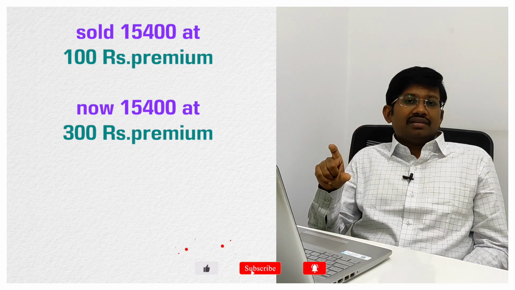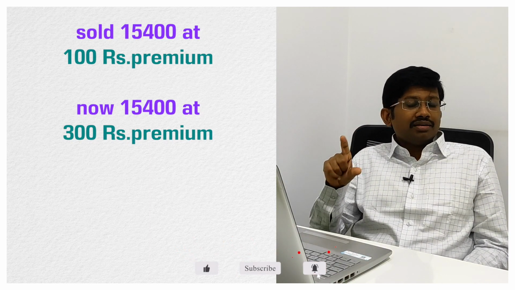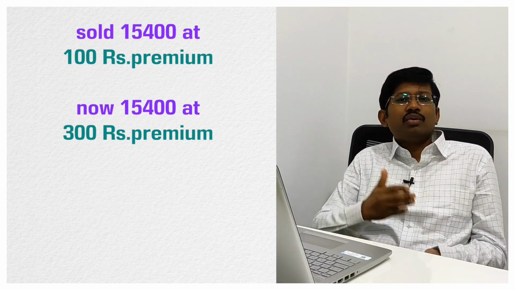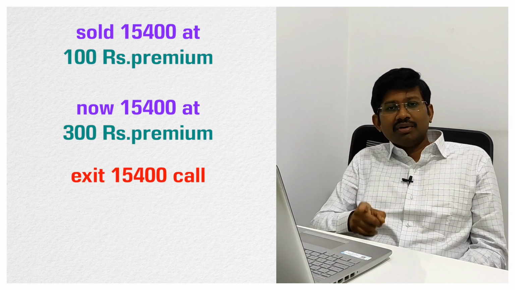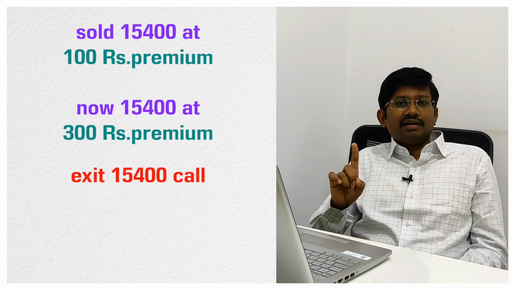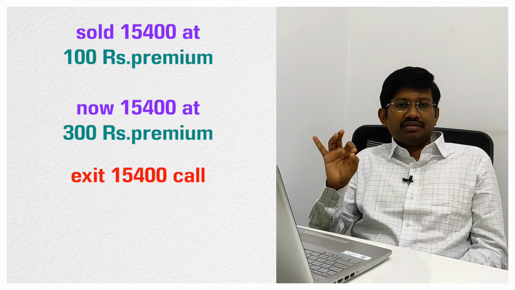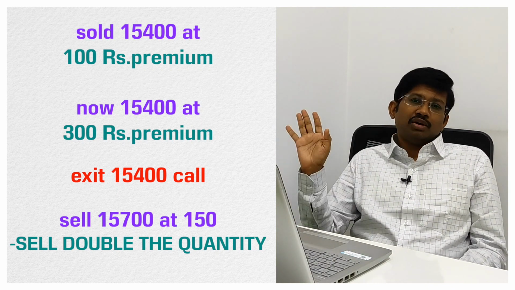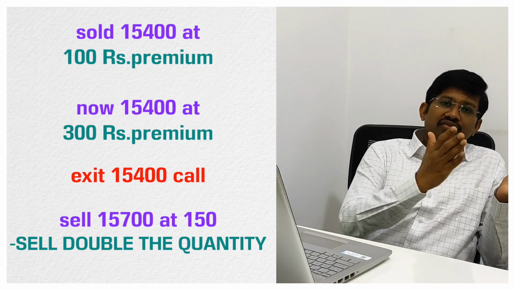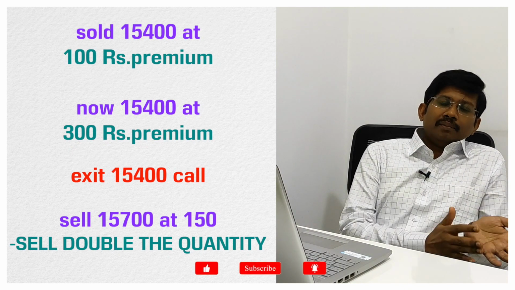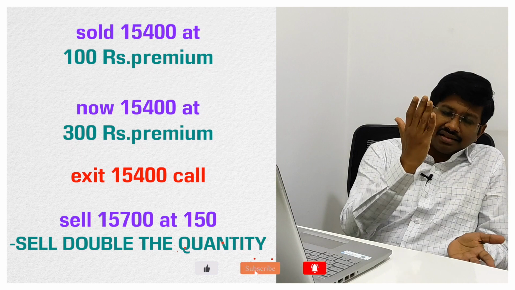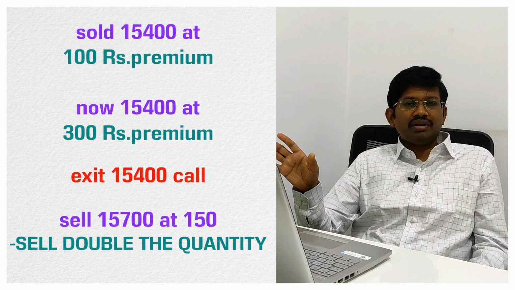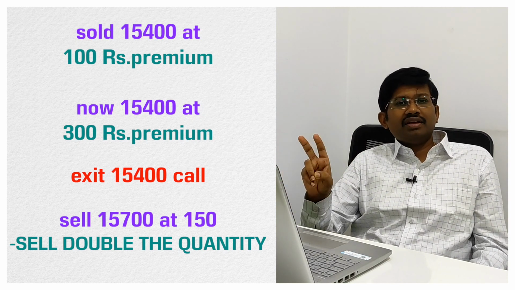The call can be simply adjusted by doing a martingale. What is a martingale? Say for example, as I told you, we sold it at 100 rupees, now it is at 300. You exit the premium at 300 rupees. Now you divide the 300 by 2, which comes to 150 rupees. Now simply search for a strike where 150 rupees is available and sell double the quantity. It's very simple. Say we sold the 15,400 call at 100, now it is at 300, we exit the 15,400. Say for example the 15,700 call is at 150 rupees. Simply sell double the quantity of the 15,700 call.